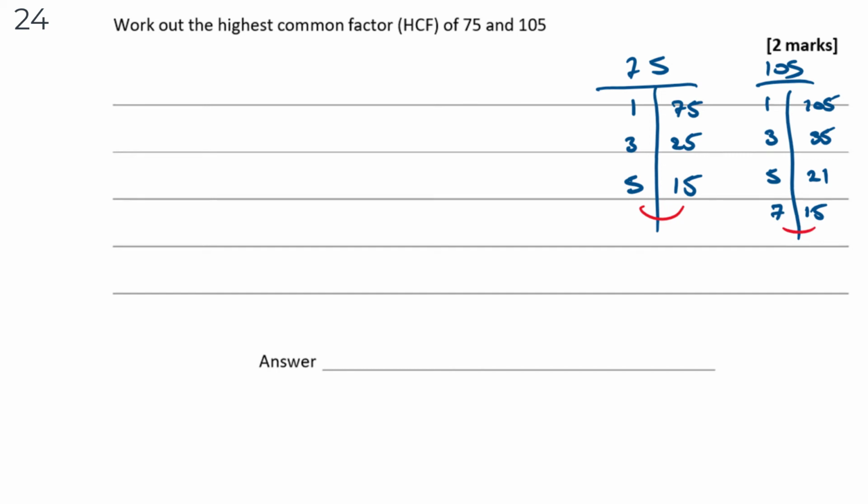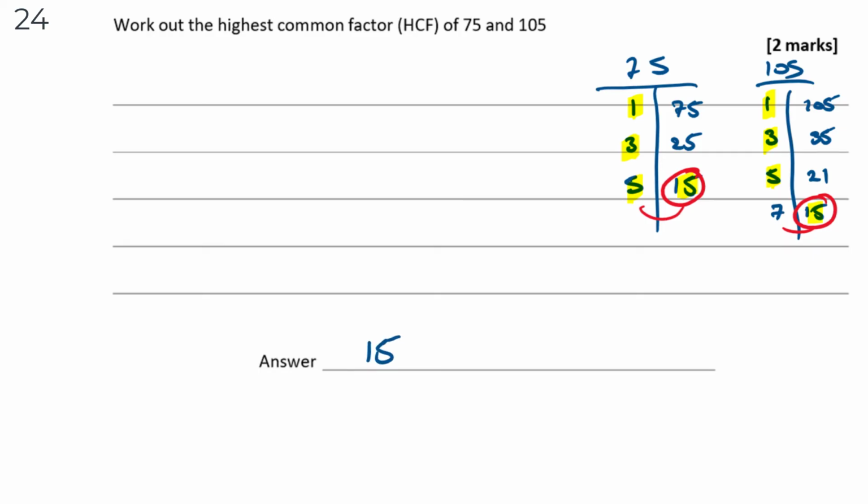So there are all the factors of 105 and 75. The common factors are 1, 3, 5, 15, and that's it, isn't it? Yeah. So the highest common factor then is going to be the biggest one in that list. It's 15. Okay. So it's 15. So you could do it that way.